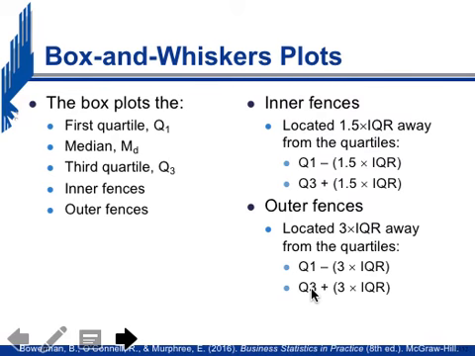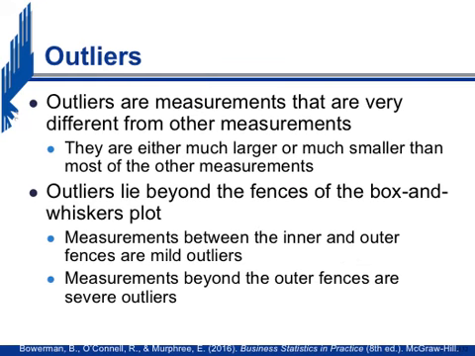And the existence of values in reference to these fences determines the existence of outliers. So we can tell if measurements are outliers based on these inner and outer fences. If measurements are in between the inner and the outer fences, we can call them mild outliers. But if the measurements go beyond the outer fences, then they are called severe outliers.